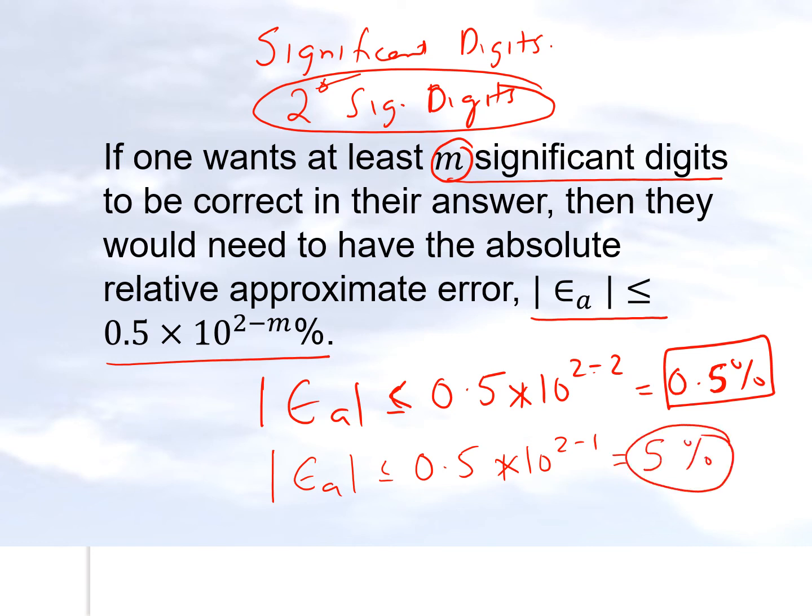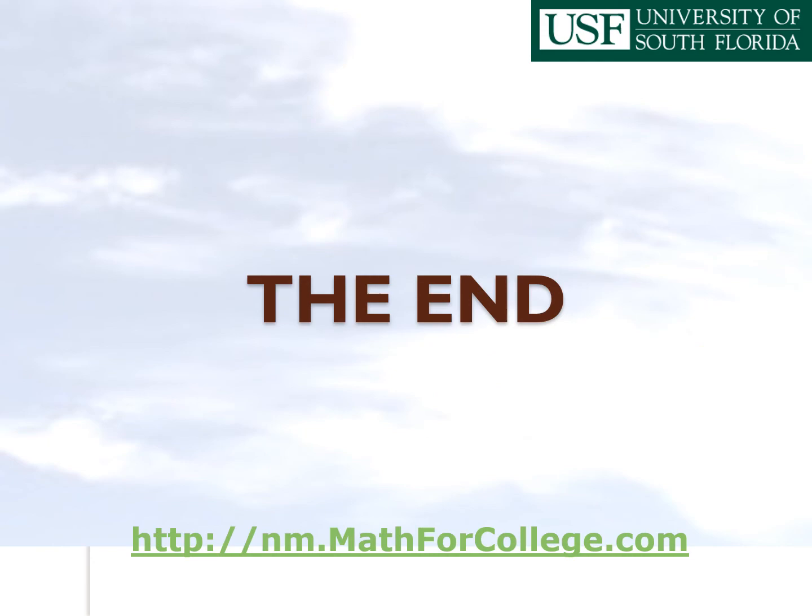One of the important things to note here is that it goes both ways. If somebody says you want 2 significant digits to be correct in your answer, then you say the absolute relative approximate error must be less than 0.5%. However, if your absolute relative approximate error turns out to be less than or equal to 0.5%, then you are guaranteed that at least 2 significant digits are correct in your answer. So you should be able to go both ways and interpret it correctly so far as this theorem is concerned. And that's the end of this segment.